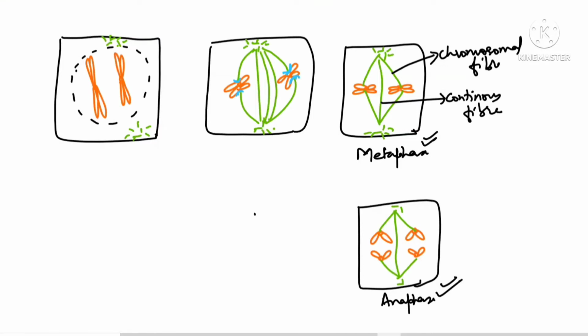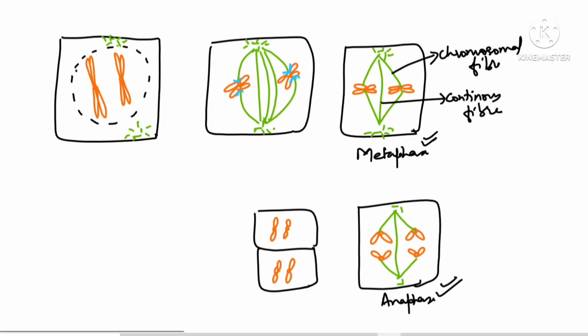Now finally what will happen? Chromosomes have reached the poles. Okay, and the cytokinesis is also done. I started with a cell with 2 chromosomes and I made 2 cells each with again 2 chromosomes only. So telophase and cytokinesis I've shown in the same diagram.